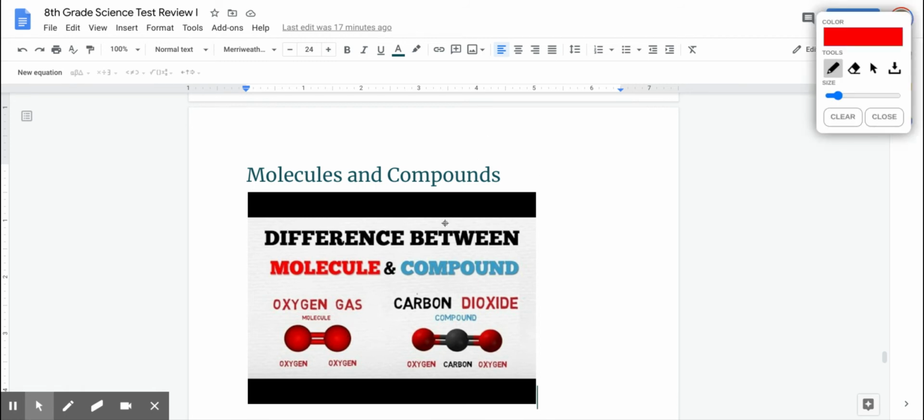Two of the same anything, two gold, two silver, two hydrogen, two helium, it's a molecule. But when you have different ones, like right here, we have two oxygen and one carbon, so we have carbon dioxide. And remember in science, di means two, oxide means oxygen. You can see we have two oxygen and one carbon right there. So a compound is two different ones, and a molecule is two of the same. But again, a compound is a molecule.